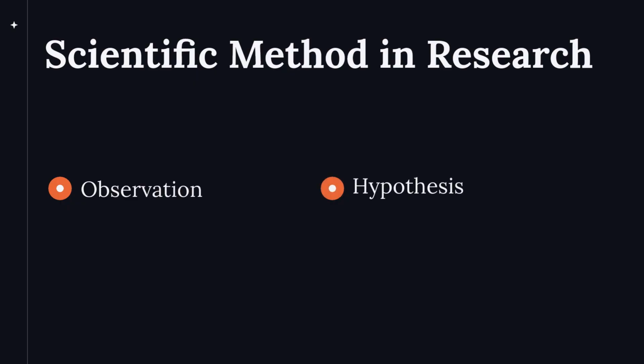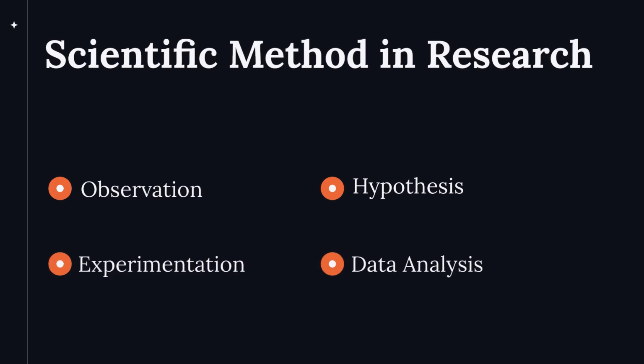The scientific method guides both experimental and descriptive research. It involves observation, hypothesis formulation, and experimentation. Data collection and analysis are systematic. Conclusion drawing is based on empirical evidence. This method ensures objectivity and replicability.